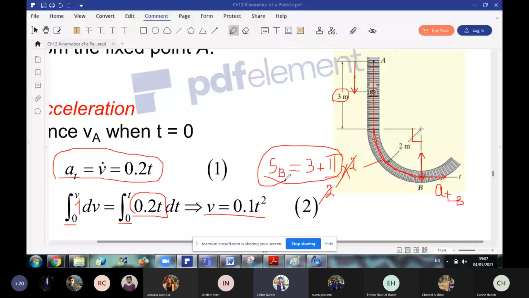V at B. Yes, it's to find the time at B, okay? My purpose is to find the time needed to reach point B. Now, since I got SB, let us find S as a function of time and then apply it at point B. How to find S as a function of time?